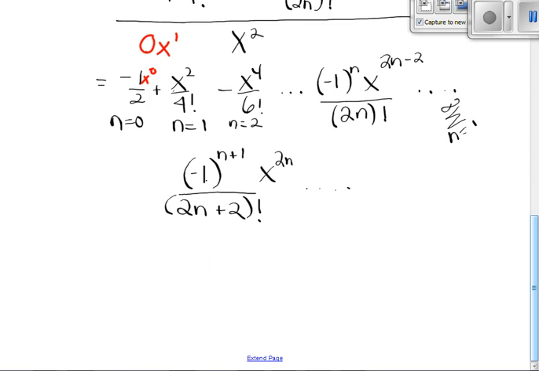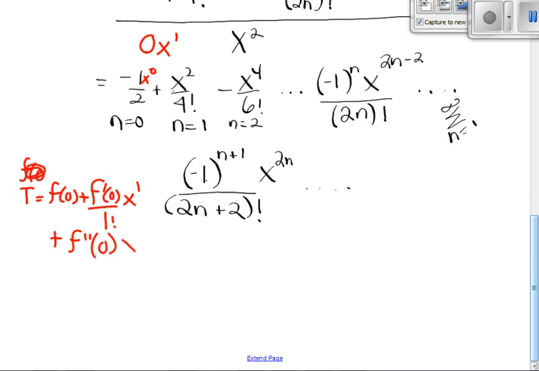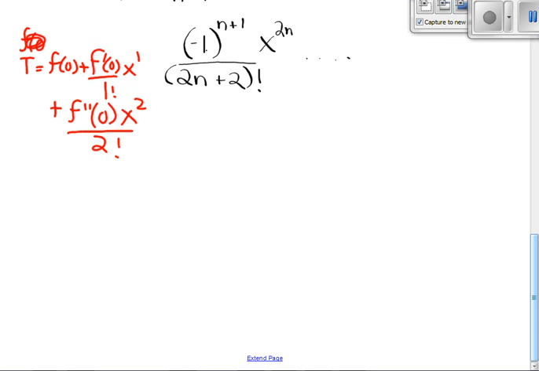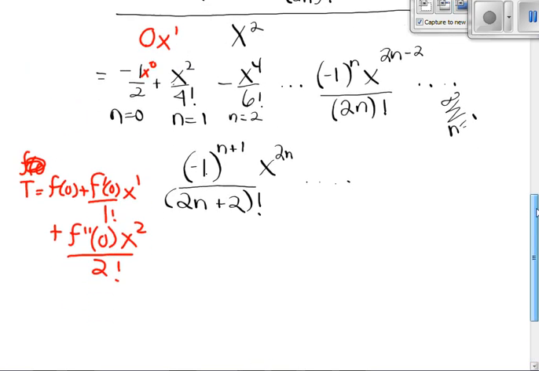Remember the Taylor polynomials? T is equal to f of 0 plus f prime of 0 over 1 factorial x to the first plus f double prime of 0 x to the second over 2 factorial. So we have a candidate here. So we have a possibility of a max or min. I don't know if it's neither yet. How do I know that? Look at your second derivative.